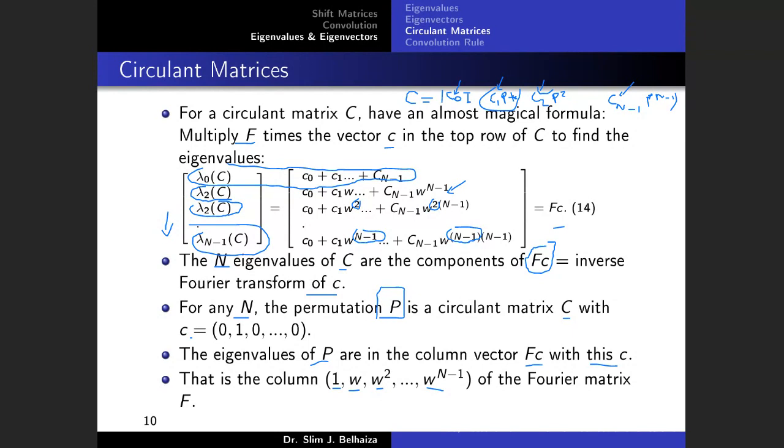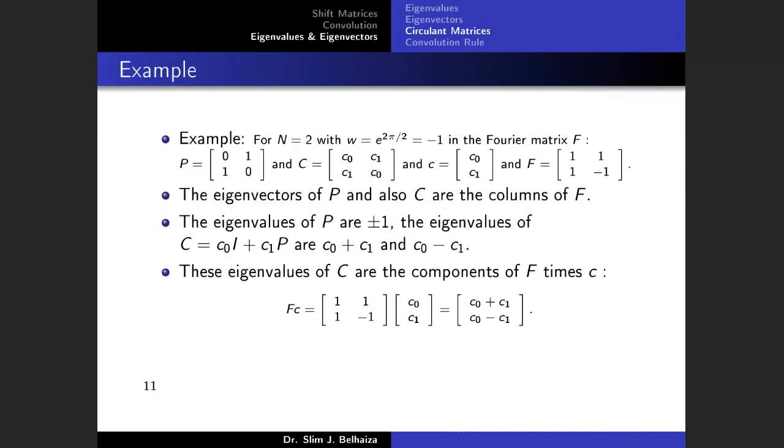Okay? So you see now how beautiful it is, how the eigenvalues and eigenvectors of shift and circulant matrices do appear. Okay? Let's work a small example here. So let me take the example where n equals 2. Of course, here, there is a small typo again: we have 2 pi i over 2, which is going to be w in the Fourier matrix F. So if n is equal to 2, the shift matrix would be written this way.